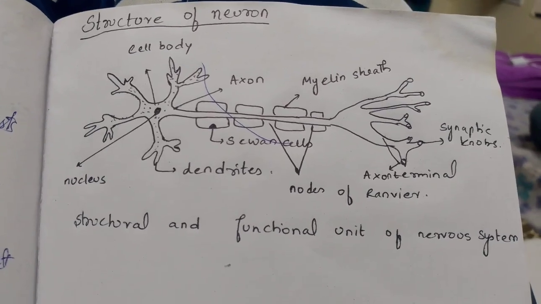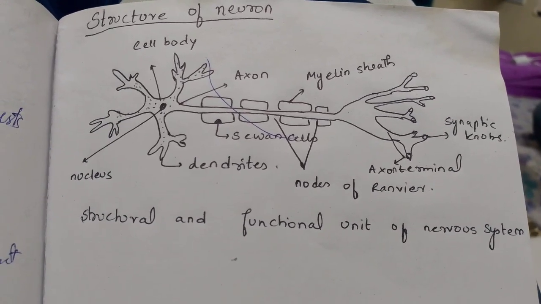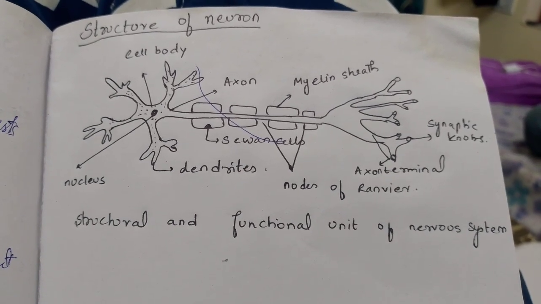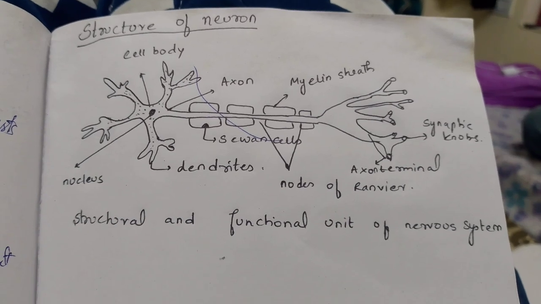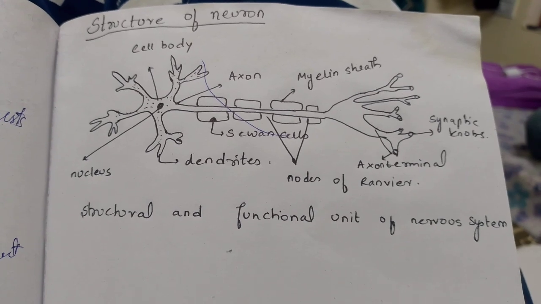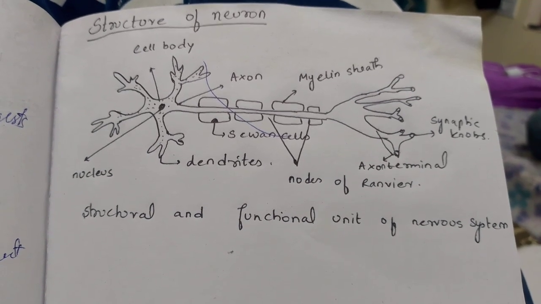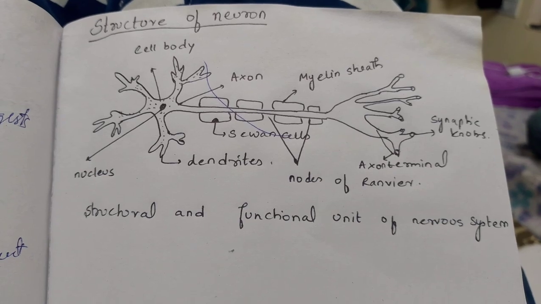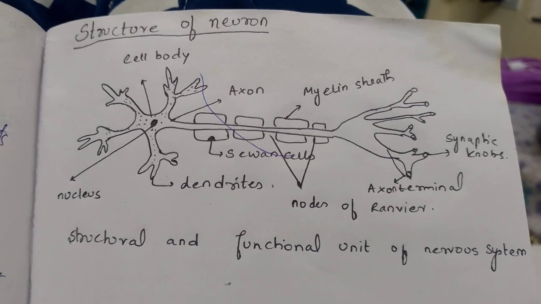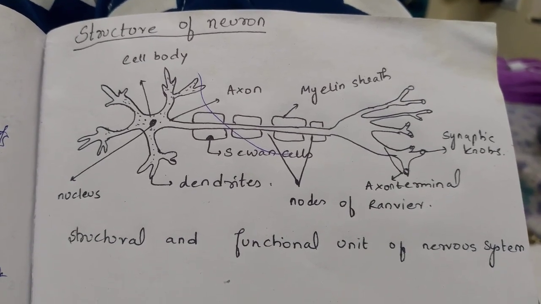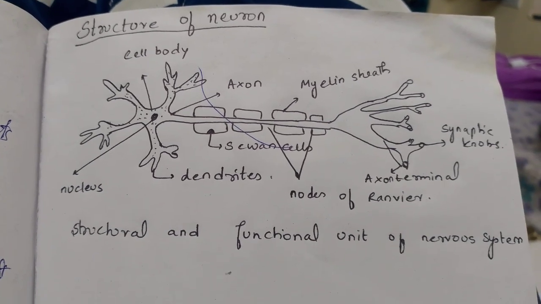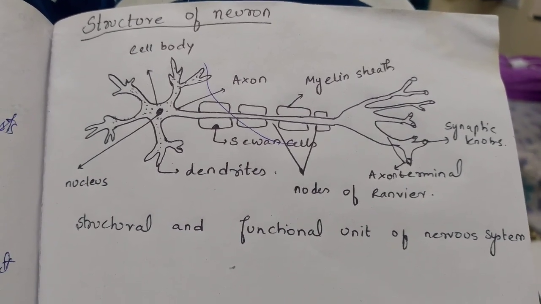In structural properties, first we will discuss the cell body. The cell body is the main component of the neuron which contains the nucleus and other organelles. Organelles are things like mitochondria, endoplasmic reticulum, vacuoles, and lysosomes. Second, we'll discuss the dendrites. The branching structures are called dendrites, which receive impulses from other neurons and transmit them to the cell body.